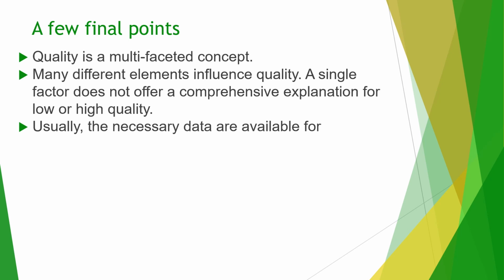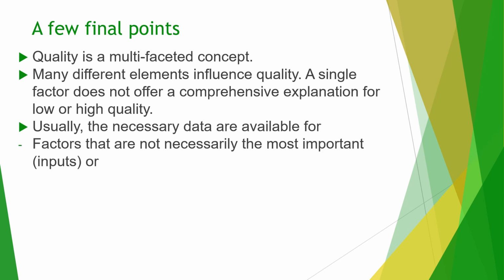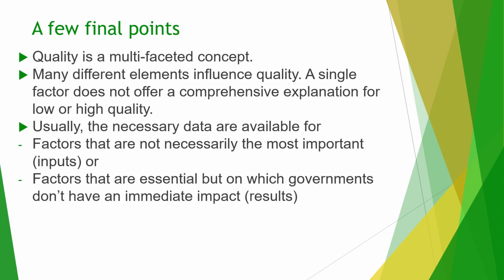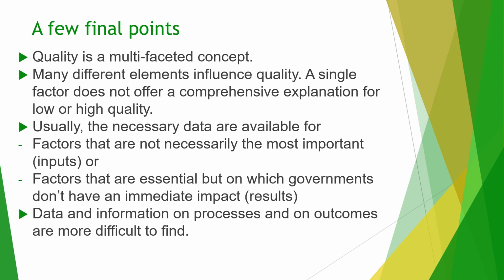Usually, the necessary data are available for the factors that are not necessarily the most important, such as inputs, or the factors that are essential, but on which governments don't have an immediate impact, namely results. A government cannot change results immediately. You change results by improving the input and by improving the process and by improving student support, teacher support, and so on. The two factors that maybe deserve a lot of attention, issues of processes, issues of outcomes, are the ones on which it is most difficult to find information, and therefore they are the most difficult to analyze.